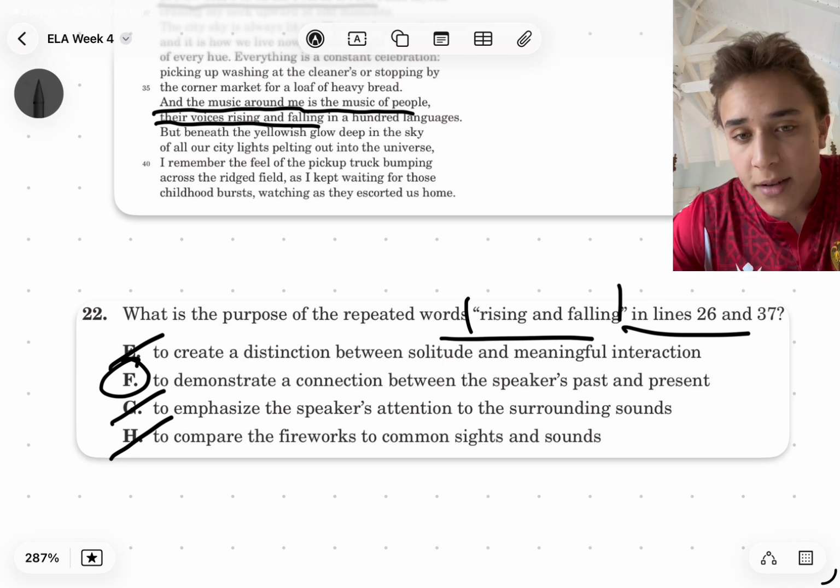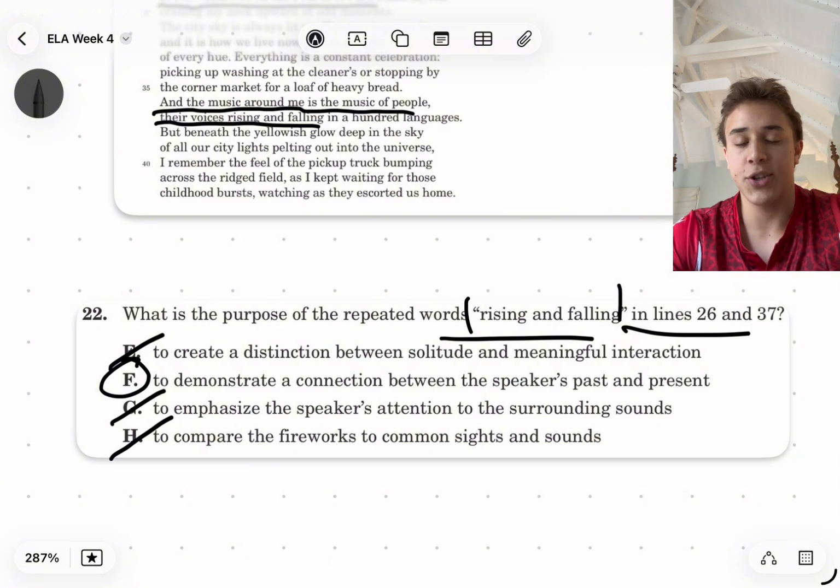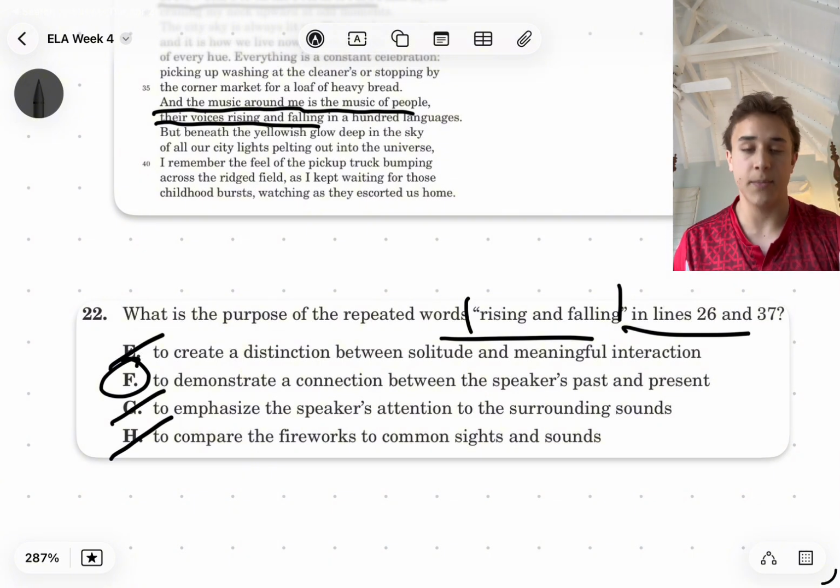So yeah, that's pretty much it for questions like this. This is how you answer purpose and perspective questions on the SHSAT.